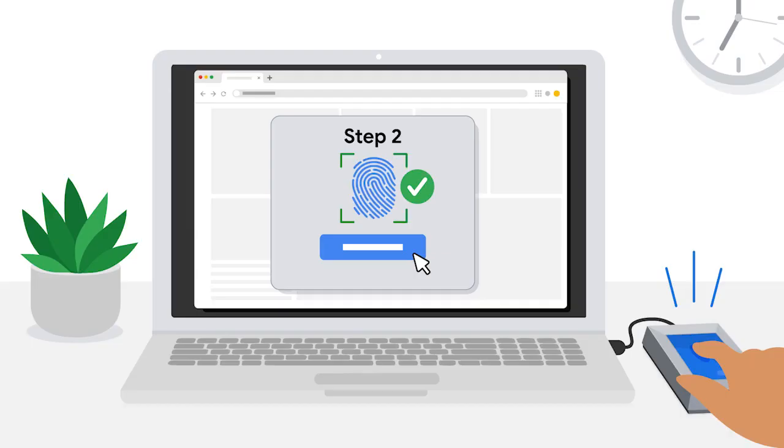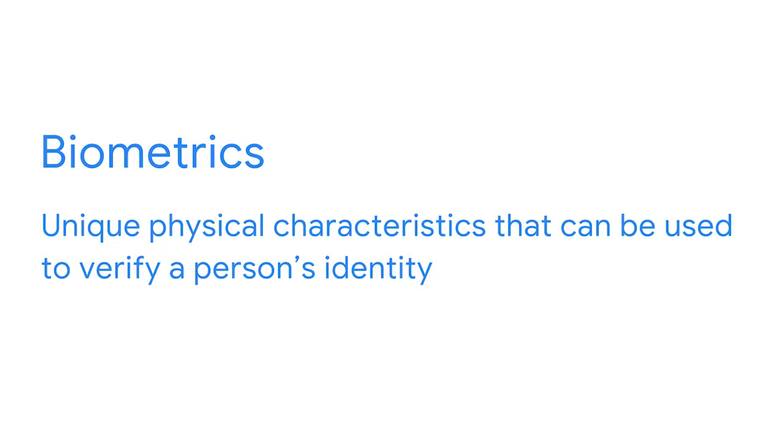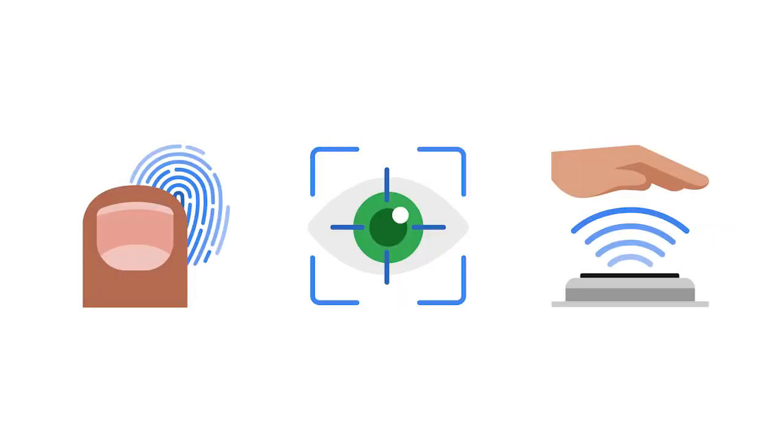More advanced methods of authentication, such as multi-factor authentication or MFA, challenge the user to demonstrate that they are who they claim to be by requiring both a password and an additional form of authentication, like a security code or biometrics, such as a fingerprint, voice, or face scan. Biometrics are unique physical characteristics that can be used to verify a person's identity. Examples of biometrics are a fingerprint, an eye scan, or a palm scan.